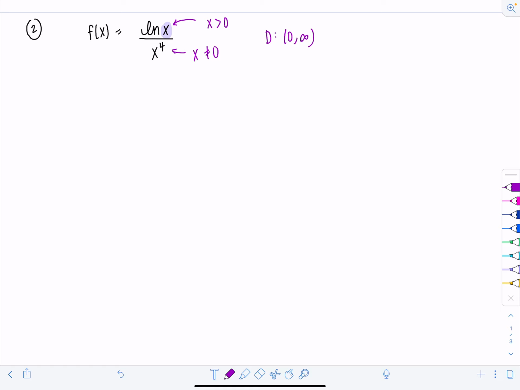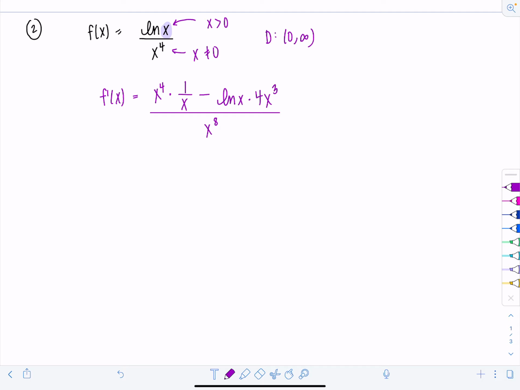Now it's derivative time. This time I need to use the quotient rule to take the derivative. I like to sing the song here, Lodi high: x to the 4th times the derivative of natural log of x, which is 1 over x, minus high d low, so the numerator times the derivative of the denominator, over low. So x to the 4th squared is going to be x to the 8th.